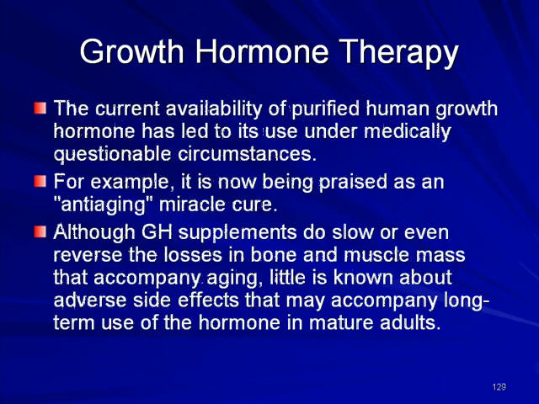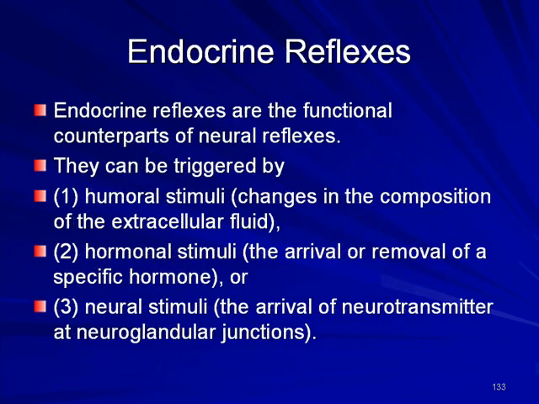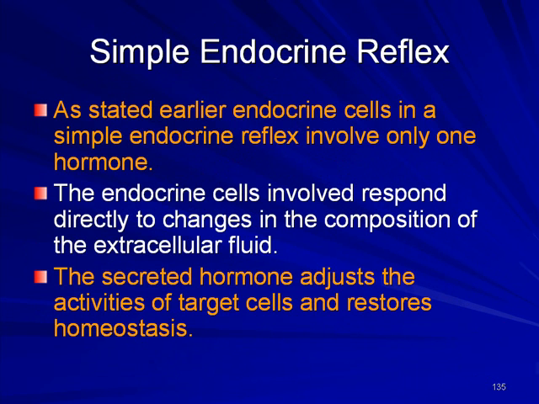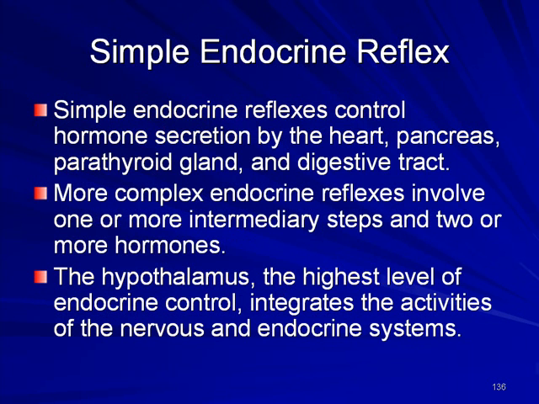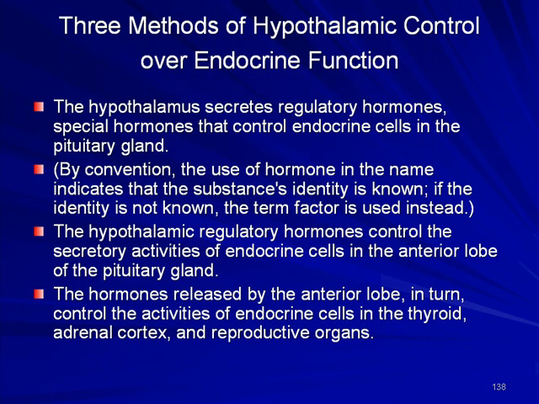We've already talked about that. Control of endocrine activity, endocrine reflex, we already talked about. Negative feedback, simple endocrine reflex, we've already talked about. Secreted hormones adjust activity of target cells and restore homeostasis. The simple endocrine reflex, again, involves one hormone. I've already shown you this illustration.